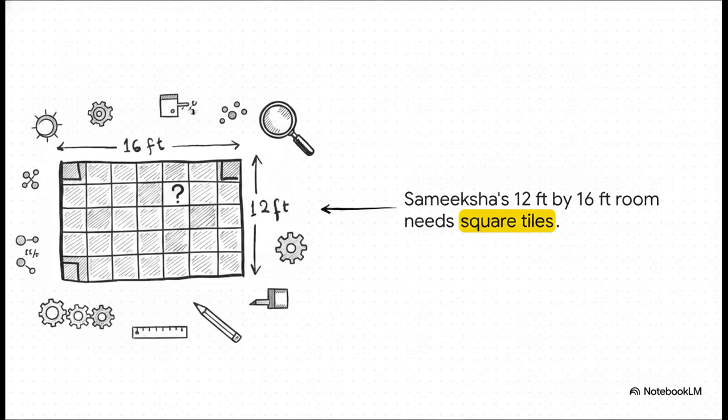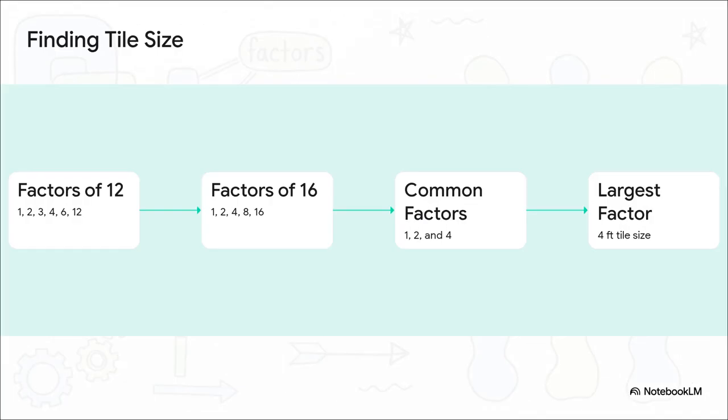The tiles all need to be the exact same size, the length of each tile has to be a whole number of feet, and she wants to use the fewest tiles possible, to save time, effort, and her knees. So the big question is, how do we figure out the exact size of the square tile she actually needs to buy? To solve this, we just have to break it down step by step. For the tiles to fit perfectly across that 12-foot breadth, the side of the tile has to be a factor of 12. Looking at step 1, we see those factors are 1, 2, 3, 4, 6, and 12.